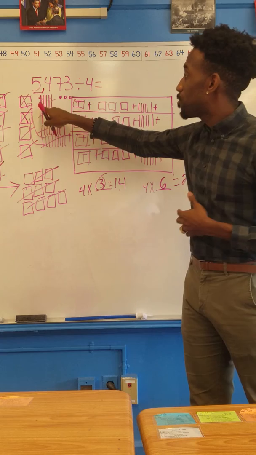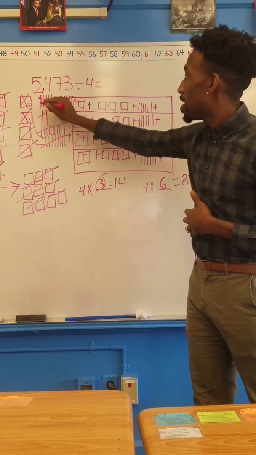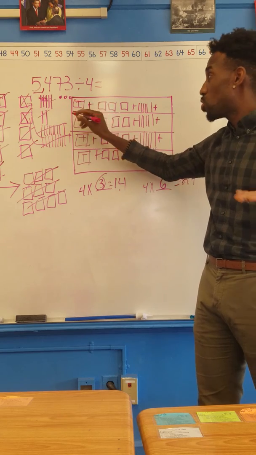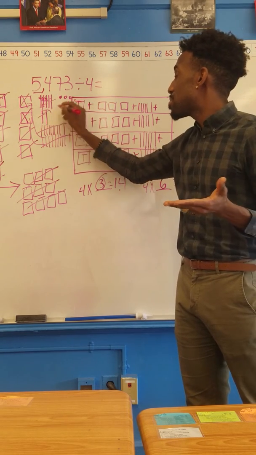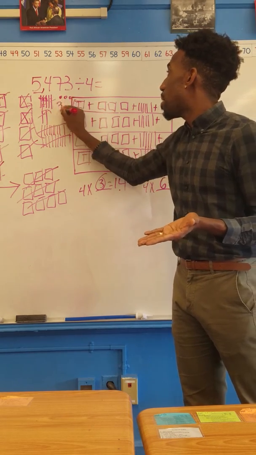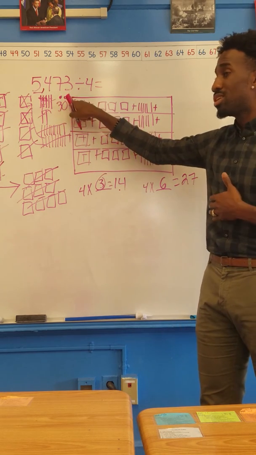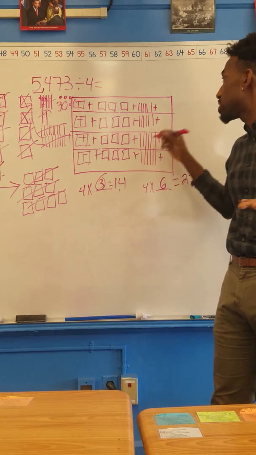So I can transform one 10 for 10 1s, another one for 10 more 1s, and another one for 10 more 1s. So altogether, these 3 10s can become 30 1s. I'm going to just write 30 circles. 30 1s plus 3 1s gives me a total of 33 1s.